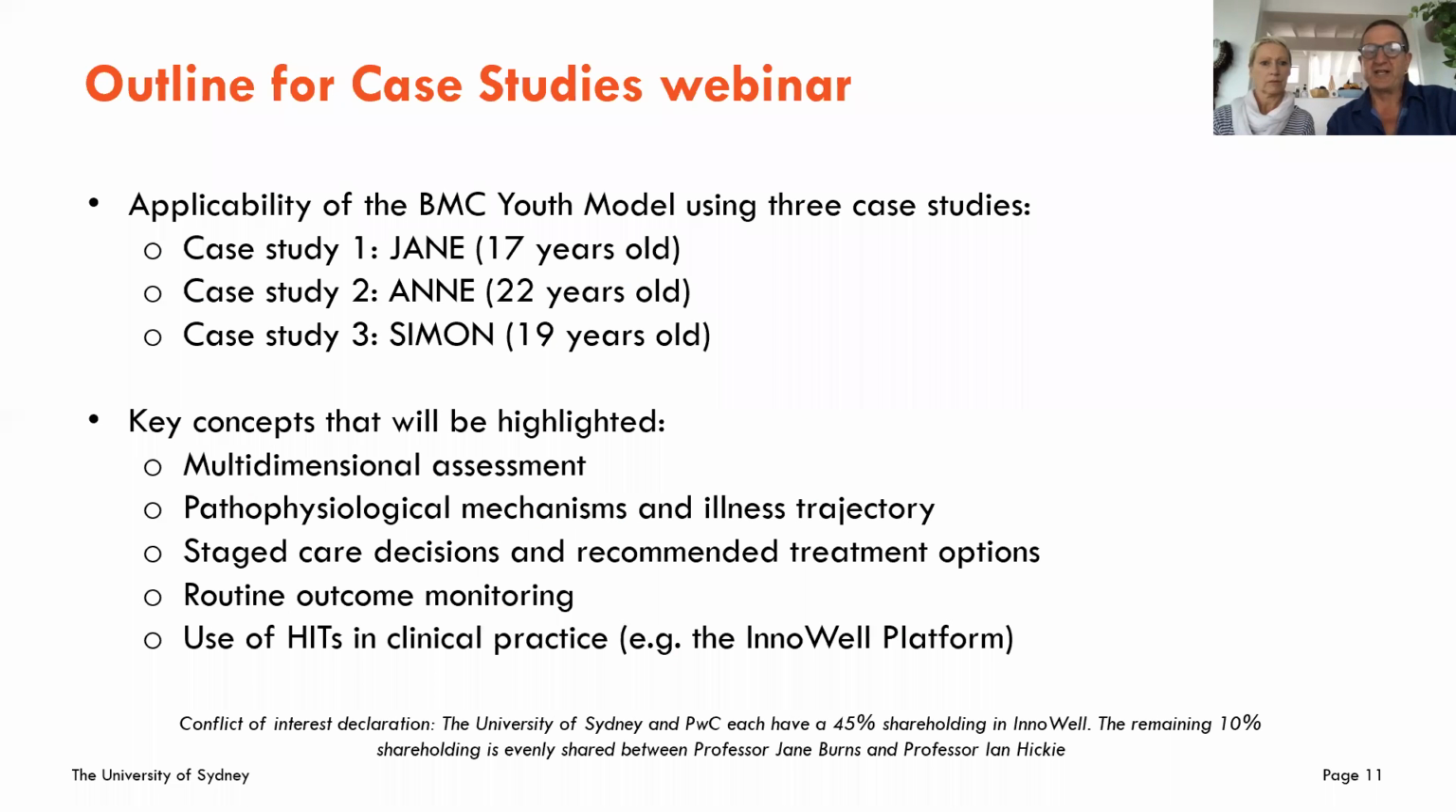So there are 3 case studies we'd like to bring forward today, each to indicate different stages, different degrees of complexity, and different types of problems that are presented. Each one highlights the need for all of those factors: multidimensional assessment, consideration of pathophysiological pathways, consideration of clinical stage, routine outcome monitoring, and the ways that technology can be used in practice. It sounds like a lot, Liz, but what do you think?